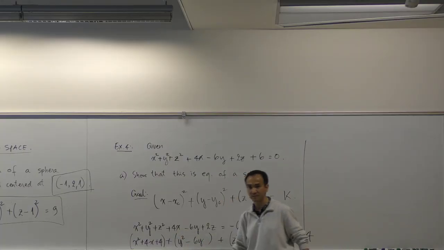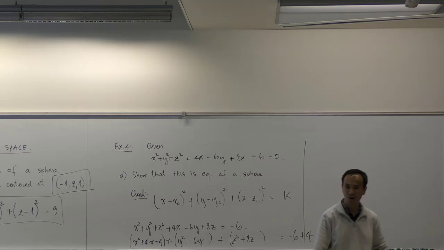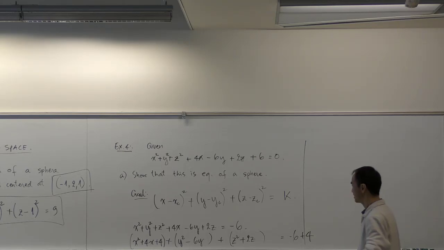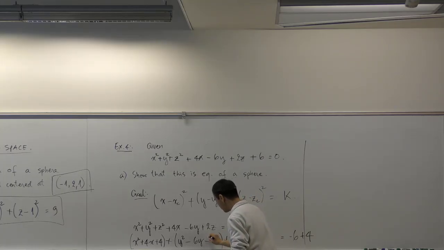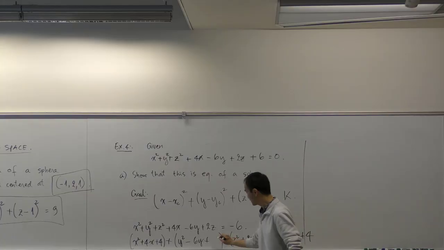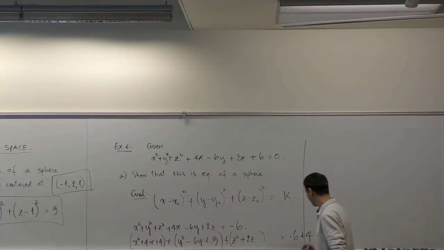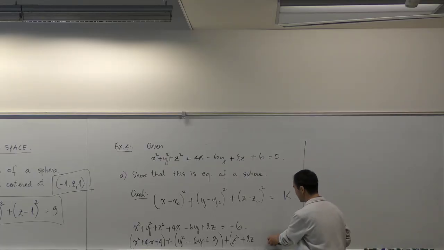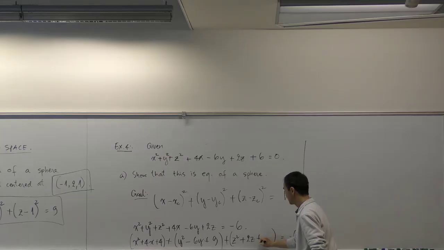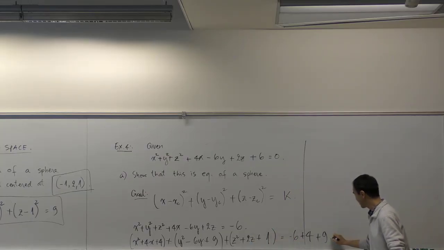What about the next group in the middle? It's y squared minus 6y right here. So what constant do we need? Nine? Okay. You add 9 here. Sounds good? And yes, I agree with that. Then the last group right here, you added 1, right? So 1.